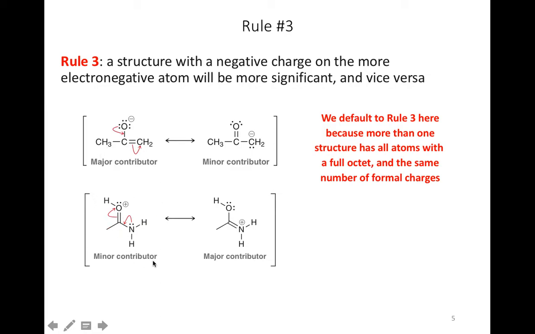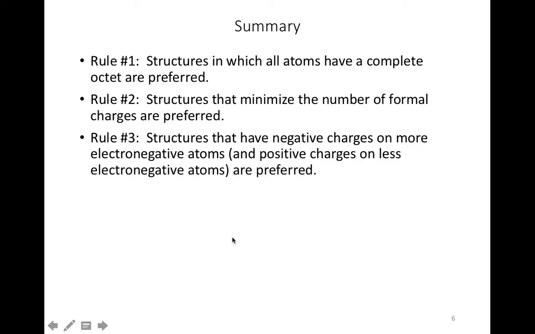All right, and same thing if I look down here. So I think from rule 1, it looks like everybody has a complete octet. Rule 2, I have one positive formal charge on the left, one positive formal charge on the right. So there's no difference through rule 2. And so for rule 3, on the left, I have a positive charge on the more electronegative oxygen. That's not great, right? But in the right, the positive charge is on the less electronegative nitrogen, so that's better. So the one on the right should be the major contributor. So this is just a summary of the rules, and this is an order of importance. So we would check rule 1 first, then rule 2, and then rule 3.